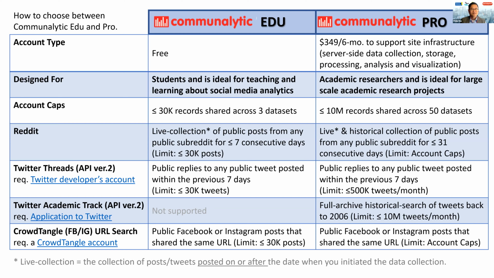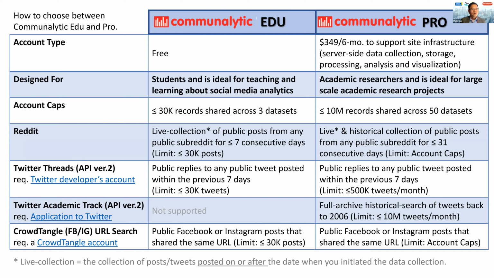So what that means in practice is that, for example, you can have 1 data set with 10 million records in it. And if you want to capture more data sets, you have to download that data set, and then you have more room in your account cap. Or you can have up to 50 data sets with various amounts of records in them, as long as they don't go over 10 million.